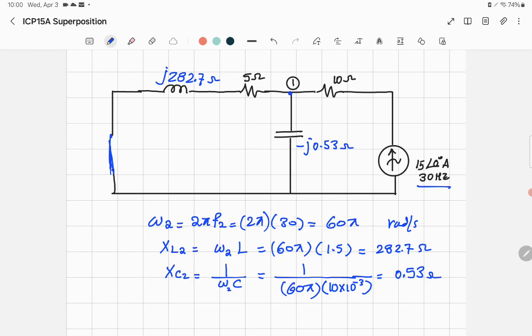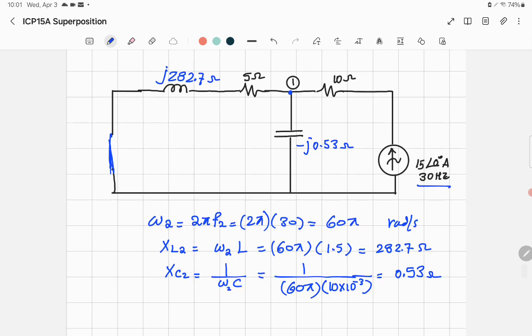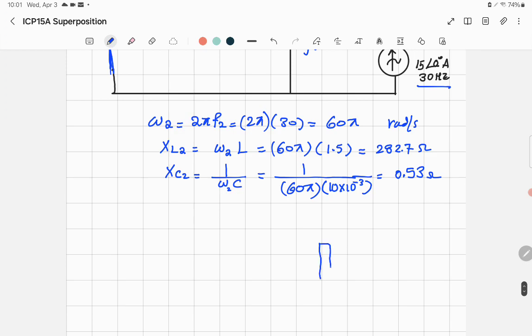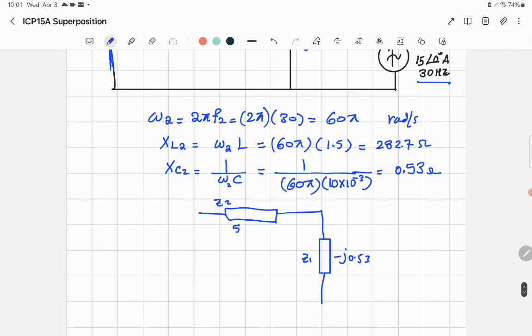Then you want to find the voltage across one. So when you look at it, let me just make it like an impedance, like I did last time. So you have the capacitance here represented as an equivalent impedance. That's your Z1, but of course with different values. Z1 in here is equal to minus J 0.53 ohm. And you got the other one, call it Z2, which is equal to 5 plus J 282.7. And you have here a current source.